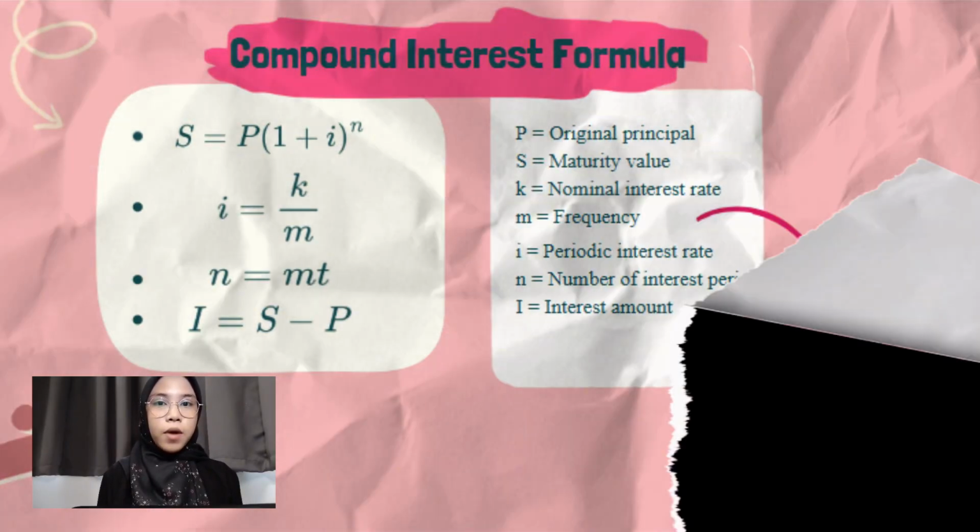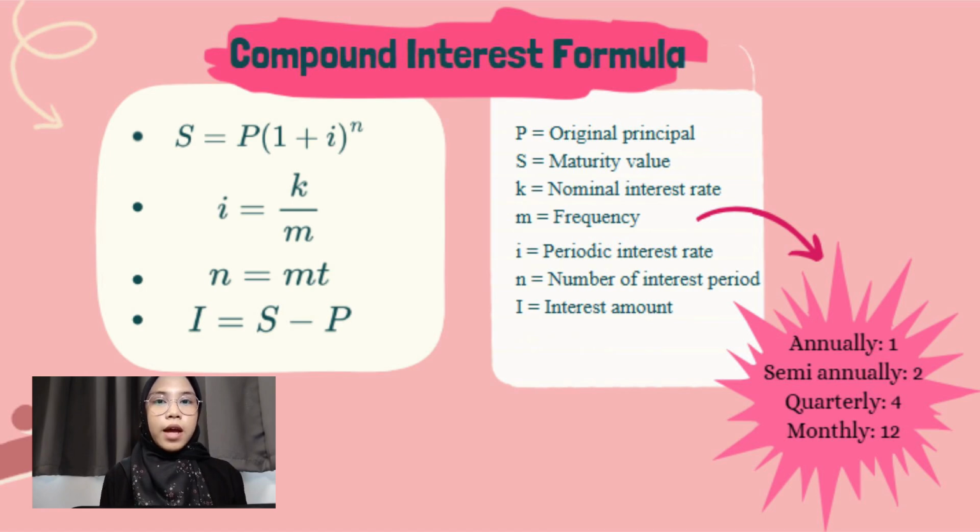Let me show you guys the compound interest formula. Compound interest has two formulas, which are S equals P(1 + i)^n. To find i, i equals k per m, and to find n, n equals mt. The second formula is capital I equals S minus P.